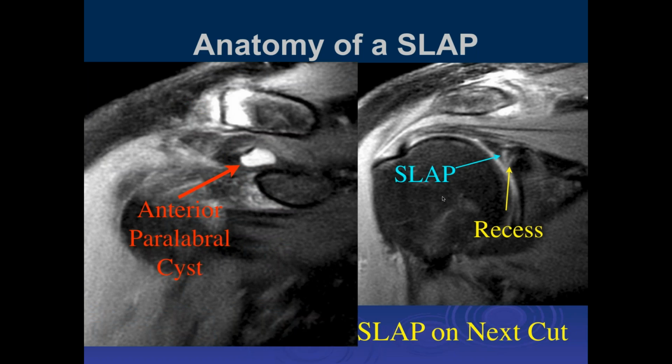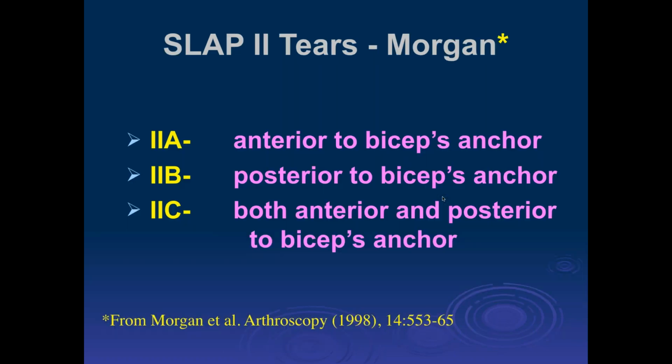That's the slap tear. And then we have a paralabral cyst associated with this. The cysts are very helpful in confirming our suspicion that it's a tear. If you see a cyst associated with it in this particular location, that's highly associated with there actually being a tear. Now, Morgan, an orthopedic surgeon, divided type 2s into 3 types.